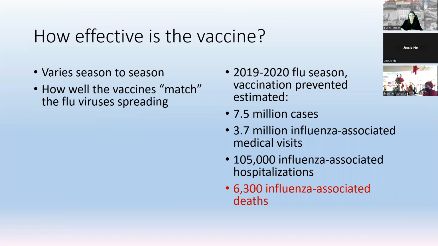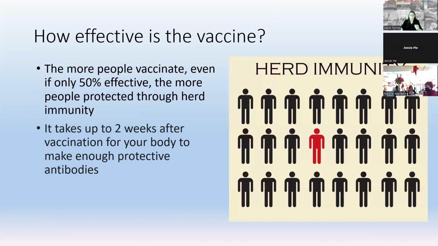So preventing even one hospitalization in someone is a big deal. And over 6,000 influenza-associated deaths prevented from a vaccine that was just around 39% effective. So in the grand scheme of things, that's huge. And another thing to think about is always herd immunity.